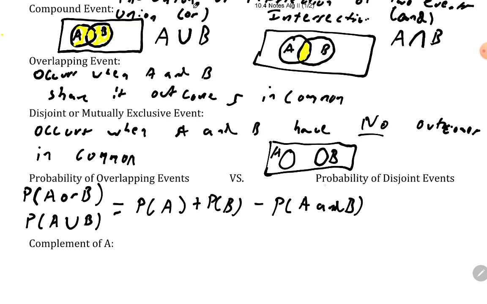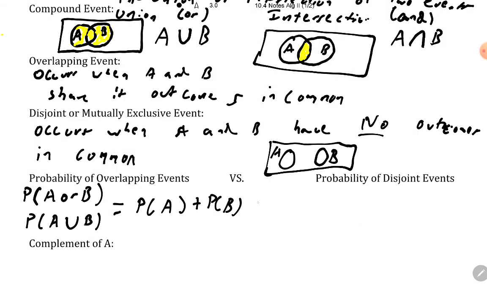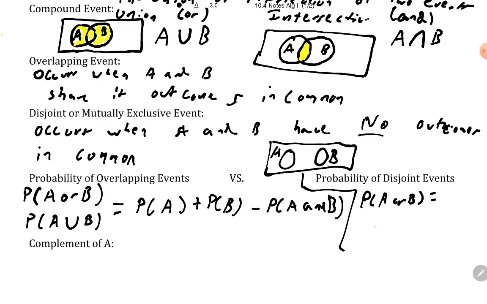Let me make this a little bit smaller. Probability of A intersect B, or A and B. And then disjoint. If the events are disjoint or mutually exclusive, then it's just the probability of A plus the probability of B.